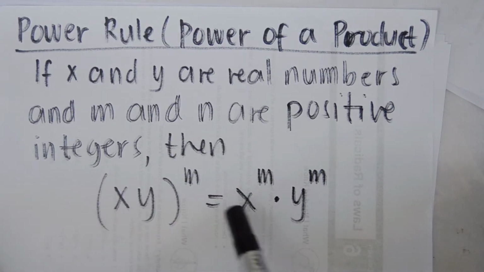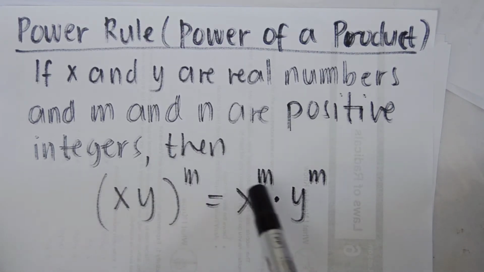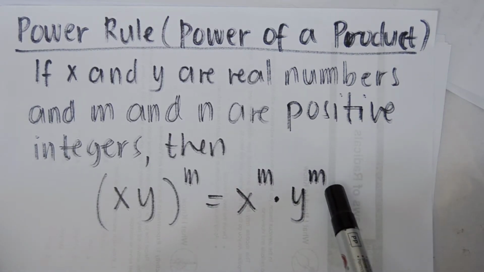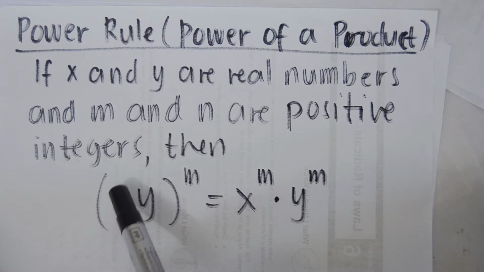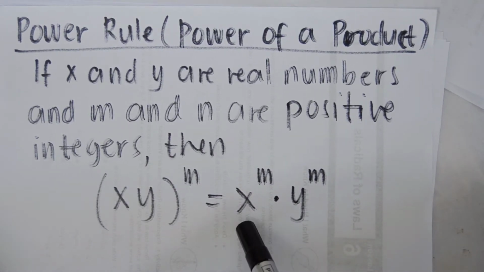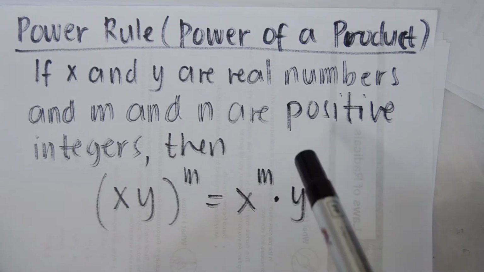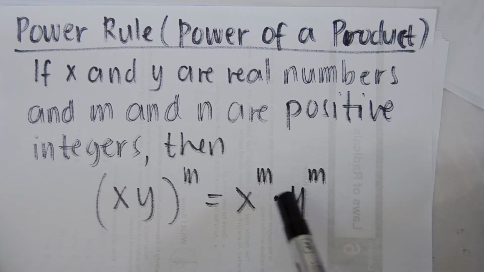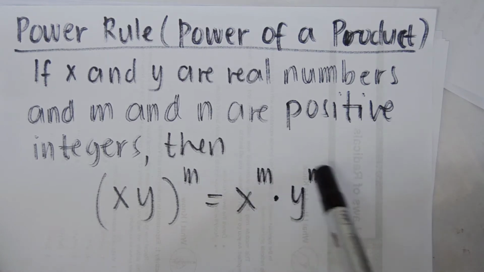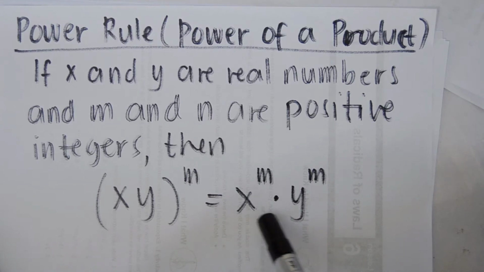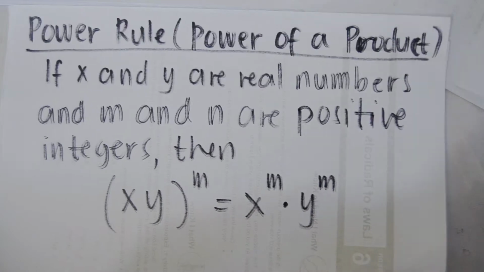The first is x, so we have m times 1, that is m. Then y, m times 1, that is equal to m. So the quantity of x, y raised to the power of m is equal to x to the power of m times y to the power of m. We cannot add the exponents here because the two bases are not the same. Okay, so let us have an example.